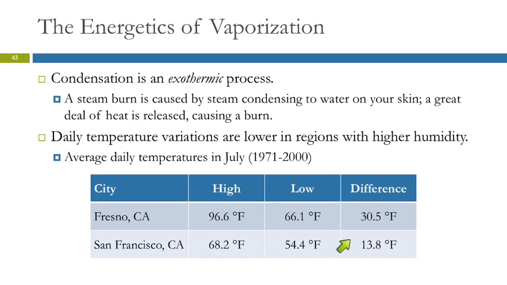What's really interesting is the difference. So in Fresno, the average difference between the high and the low is 30 degrees. In San Francisco, 13.8. The temperature does not fluctuate as much from the high of the day to the low of the day. And that has to do with vaporization and condensation of water. So San Francisco is on a peninsula. It's surrounded by the ocean and the San Francisco Bay. Water everywhere. Can't drink it, but it's there.